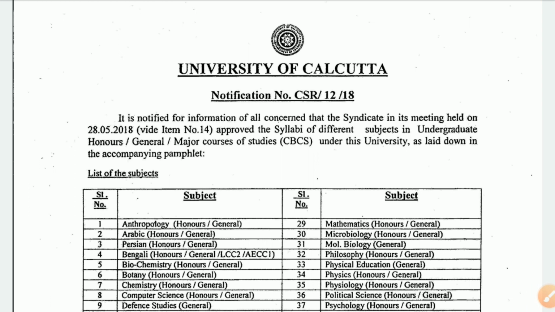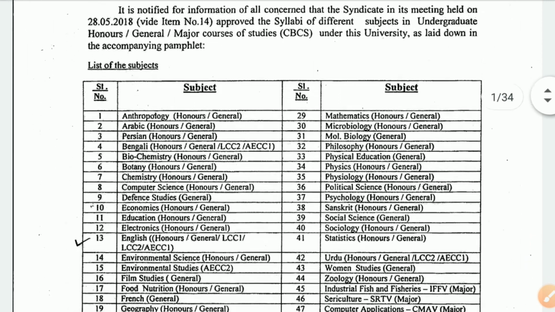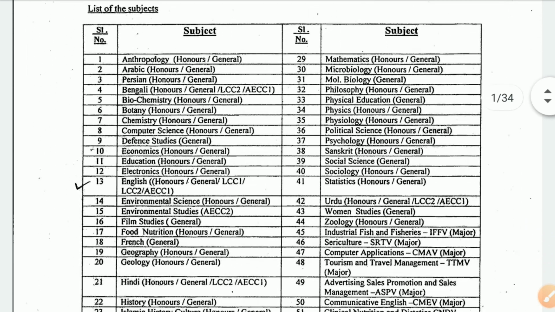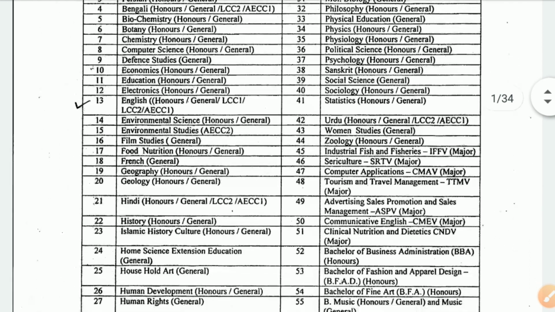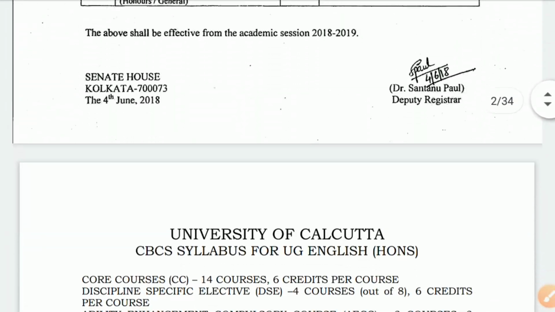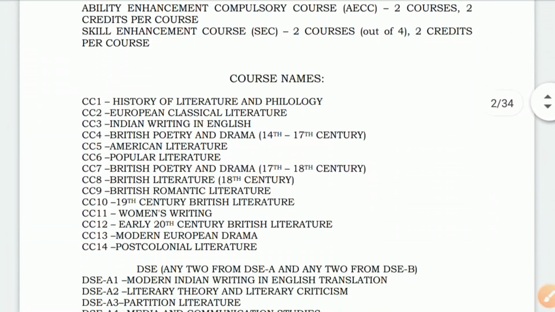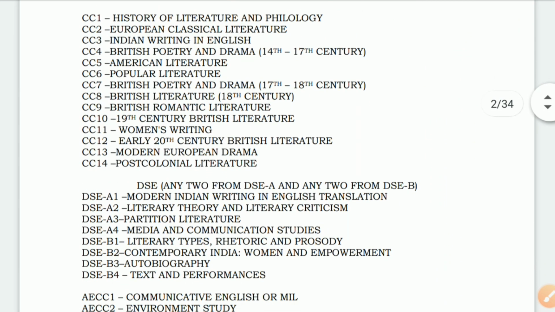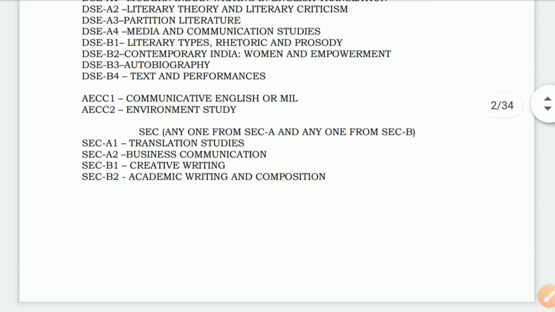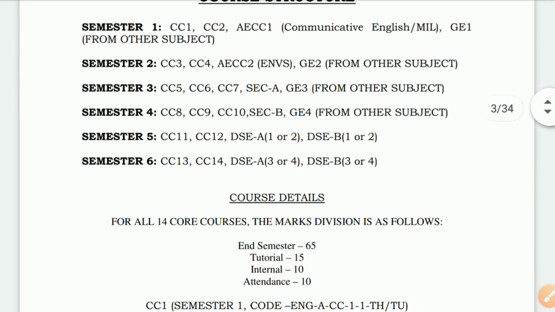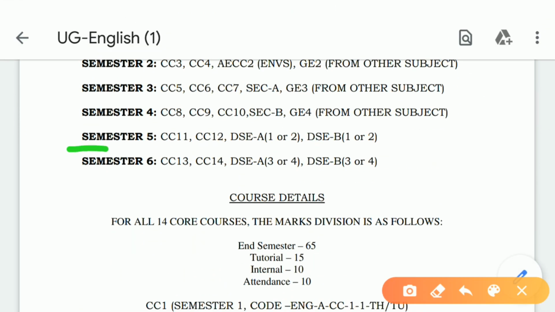I hope you are well, and that the problems you have been facing regarding your examination are to some extent clear to you. So let's find the syllabus of semester 5. Before getting into the syllabus, let's find which courses you have to study in semester 5. You can find that in semester 5 you have 4 courses.